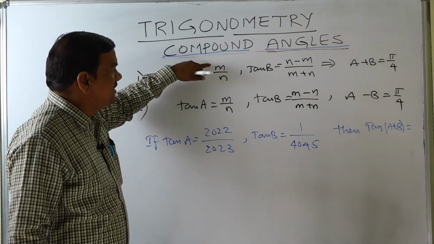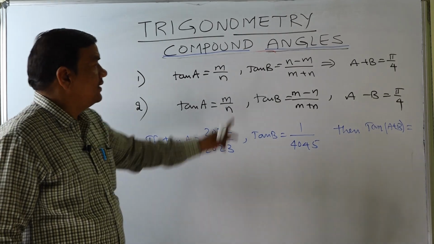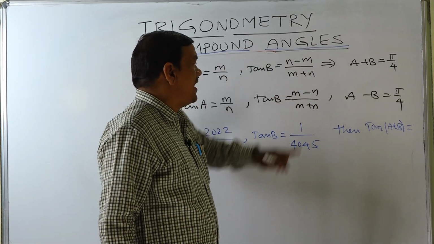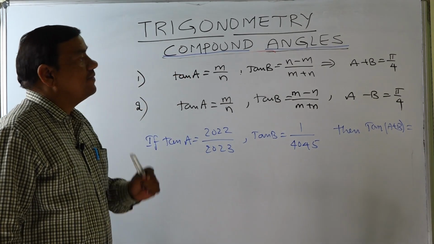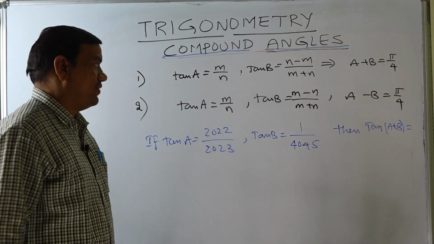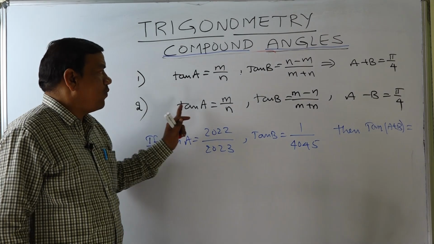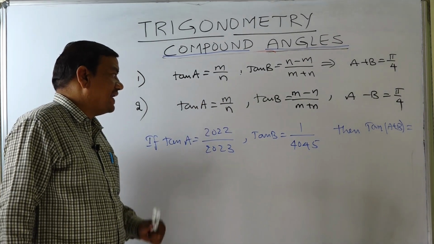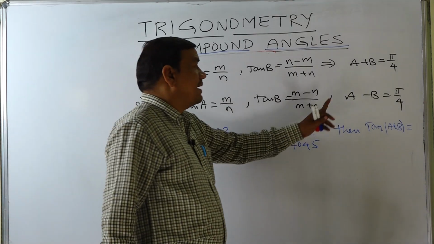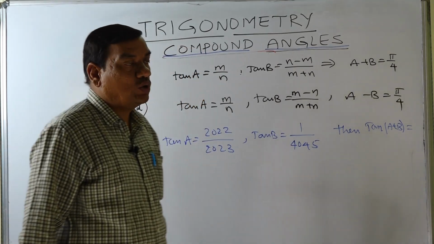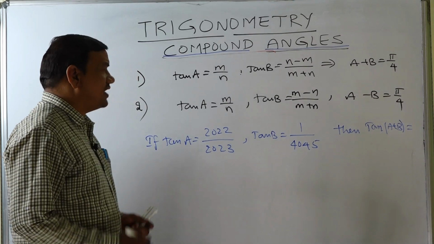If tan A is equal to m by n, tan B is equal to (n minus m) upon (n plus m), then A plus B is equal to pi by 4. And the second formula: tan A is equal to m by n and tan B is equal to (m minus n) upon (m plus n), then A minus B is equal to pi by 4. Sir, how are these formulas?